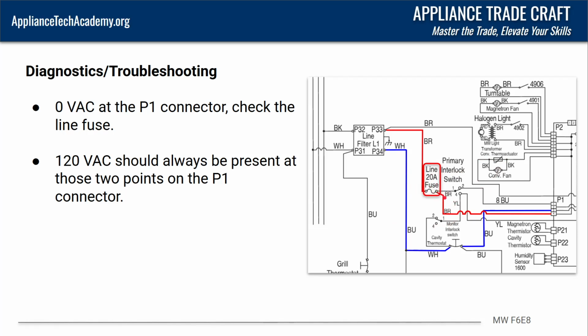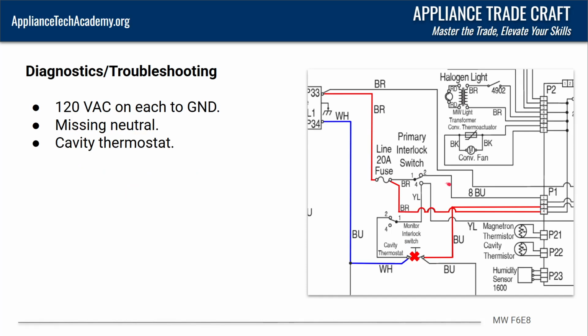So anyways, with that being said, on this unit, at this P1, pin 3 and 4, 120 volts should always be present there. It should always be present. That's the power supply to the board. So it knows what to do when it sees 120 volts here or 0 volts there. So let's take a look at one other thing.